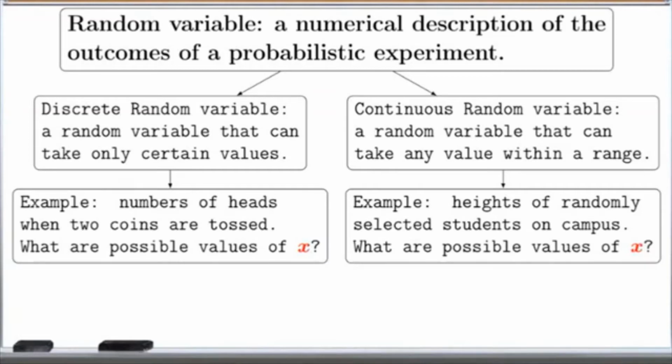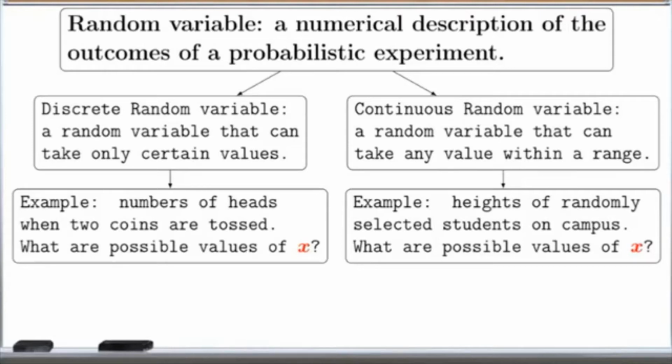In this video, I am going to talk about random variables. A numerical description of the outcomes of a probabilistic experiment is a random variable. Random variables are of two kinds: discrete random variable and continuous random variable. Let's define discrete random variable. A discrete random variable can only assume a countable number of values.